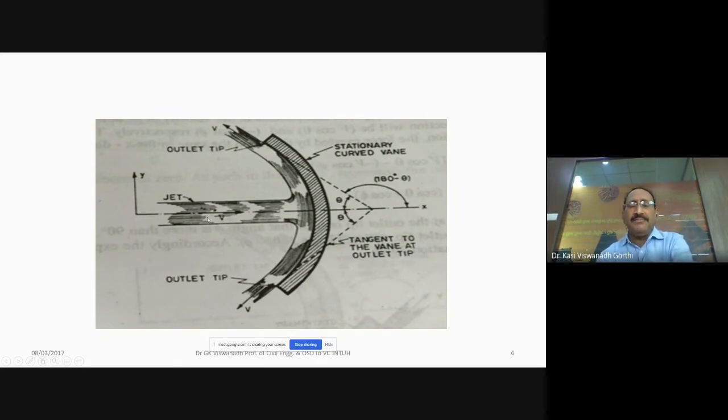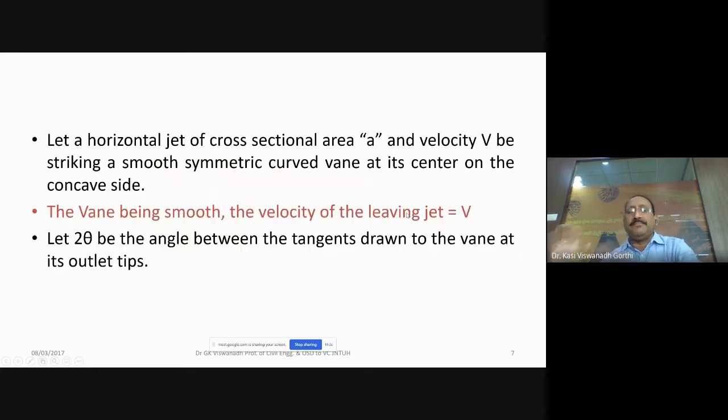You may observe this is the x direction, and the velocity V is initially in the same x direction. The incoming jet has a velocity V along the x direction, whereas the leaving jet has the same magnitude V, but it leaves tangential to the outlet tip of the vane in a different direction. The angle of deflection from the figure is 180 minus theta. The vane being smooth, the velocity of the leaving jet also may be V.